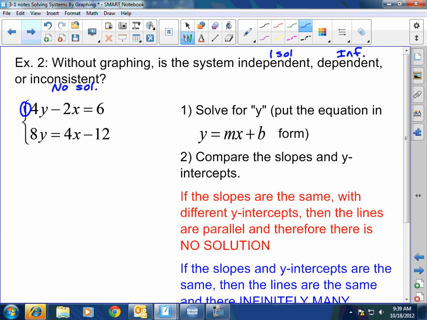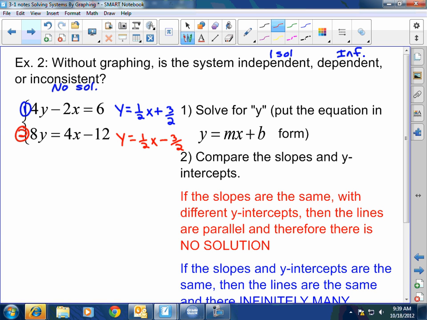So I'm going to add 2x, divided by 4. So y equals 1/2 x plus 3/2. You with me, guys? Okay. Let's go ahead and do the second one in red, please. And then this guy would be y equals 1/2 x minus 12. It's going to be 3/2 again, right? Yeah. Okay, great. But it's minus.